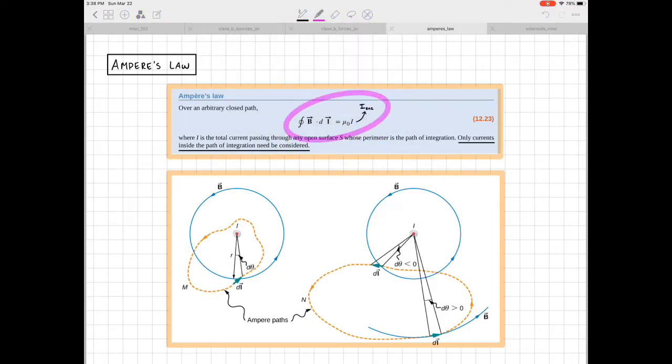So if you draw any closed loop in your problem, and you go around that loop and evaluate the magnetic field dotted into the path length, so around the path, if you do that closed path integral, then that's got to be equal to mu naught times the current, and I've made this little arrow here, the current enclosed inside the loop that you've drawn.